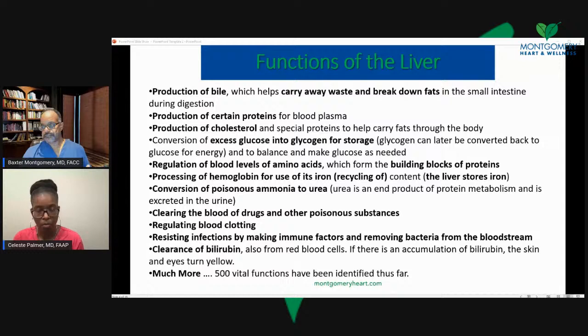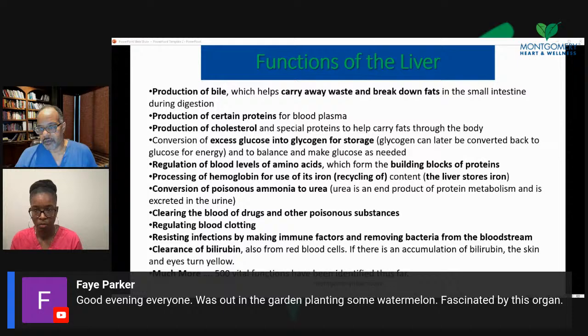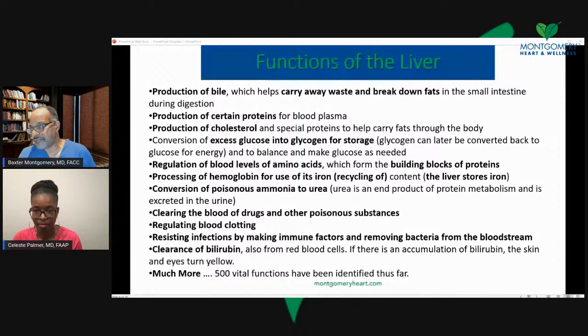Faye Parker, good evening, everyone. Out in the garden planting some watermelon? Oh, wow. Now you got to mail some to 10480 Main Street once that watermelon grows. Anyway, I need to get out and plant some stuff. It's time to plant watermelon. I'm glad you mentioned that, Faye Parker. And let's see, what else Faye has to say?